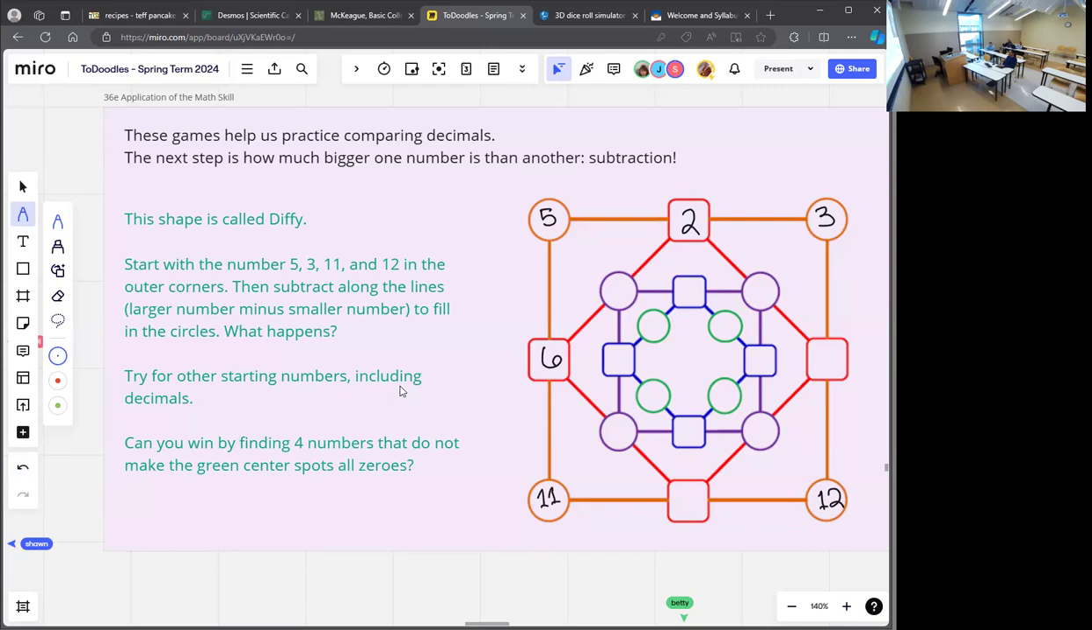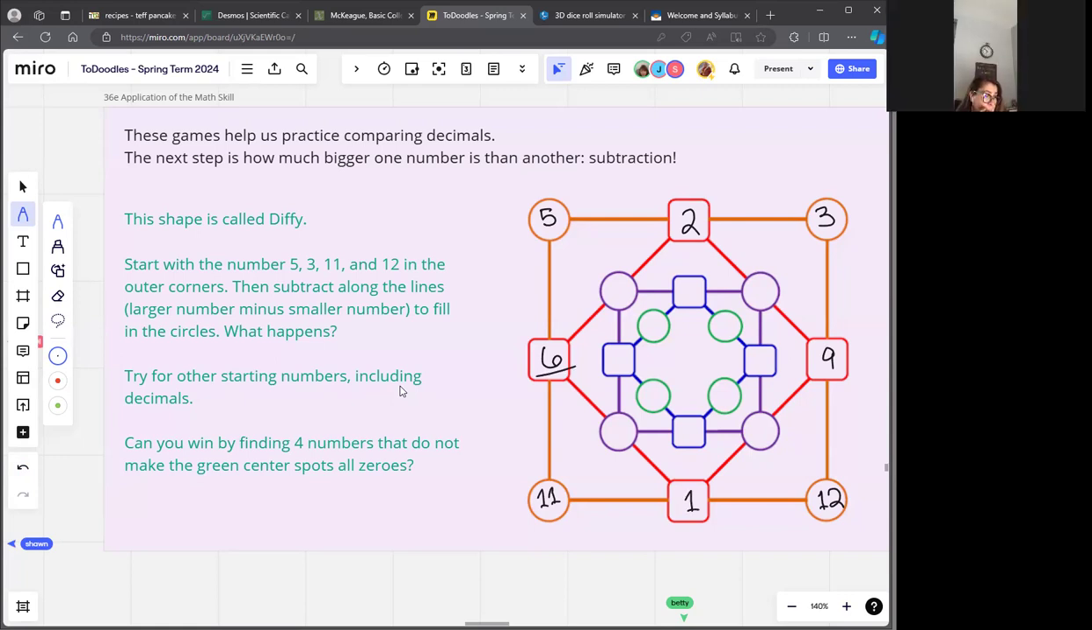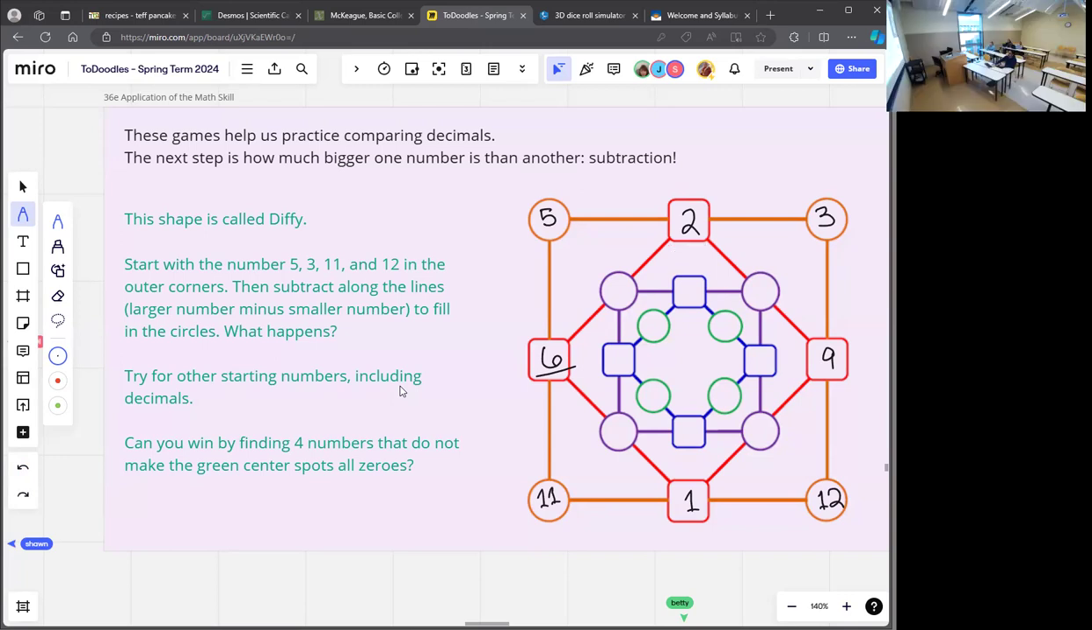12 minus 3 is what? 9. 12 minus 11 is 1. Everyone with me so far? Yes. These lines, 6 and 2. The difference between 6 and 2 is 4. The difference between 6 and 1 is 5. The difference between 2 and 9 is 7. The difference between 1 and 9 is 8. Everyone with me so far?